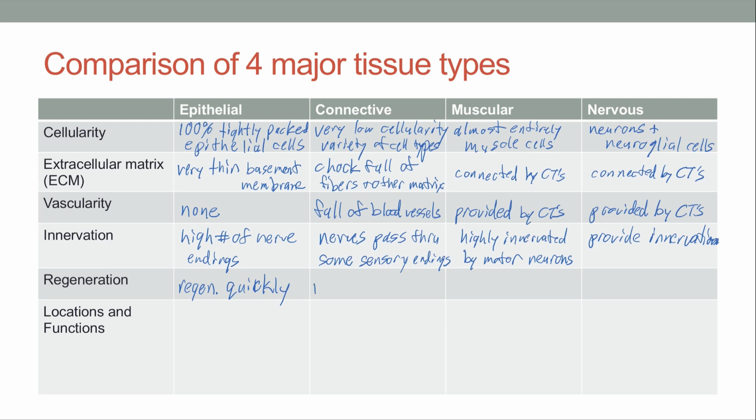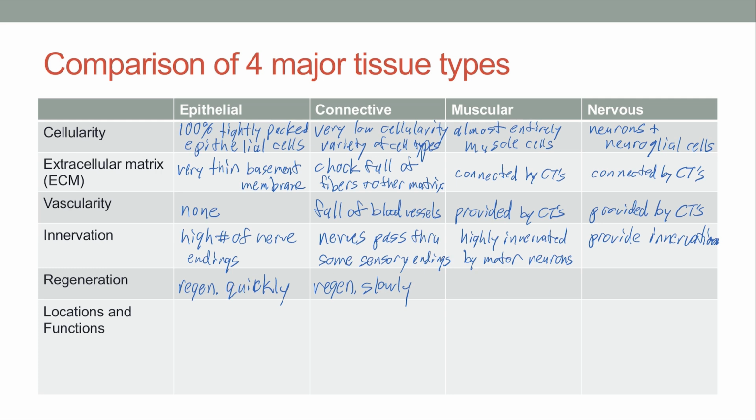Connective tissues regenerate slowly. If you've ever broken a bone, you know that we're not talking about a couple of days. We're talking about a couple of weeks to a couple of months before that bone has regenerated to the point where you can use it fully. And it may take even years before that bone really looks like it did before, as far as remodeling that tissue into healthy bone.